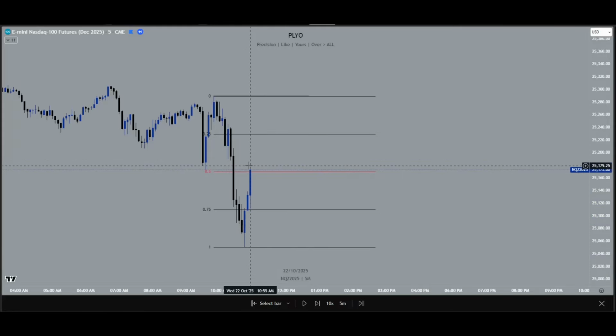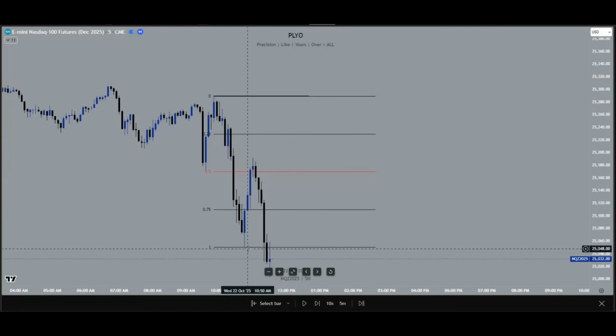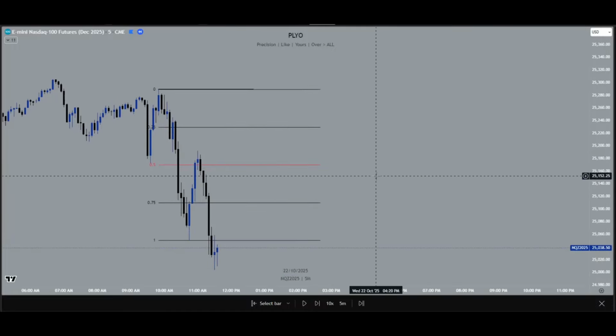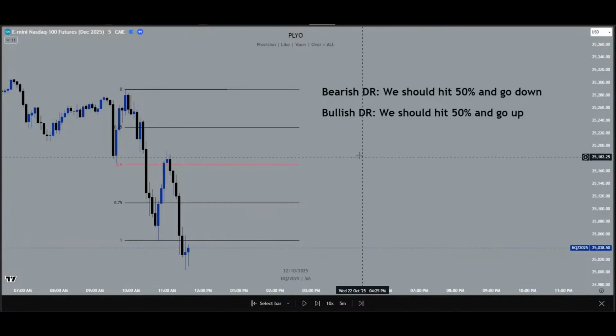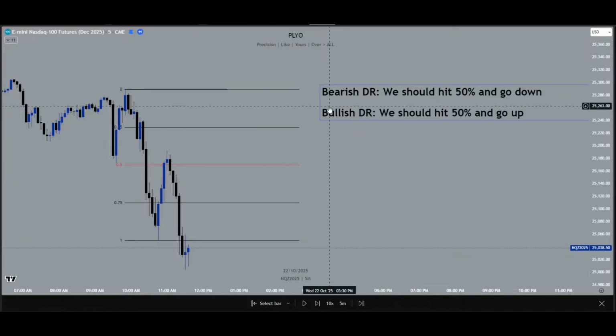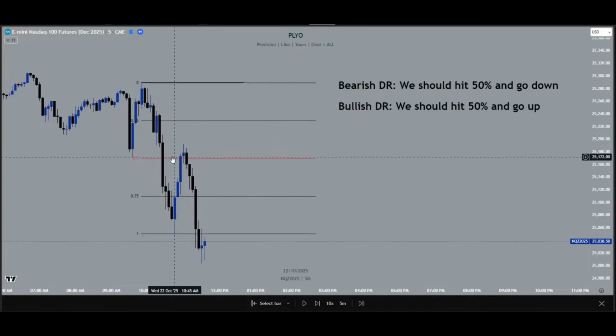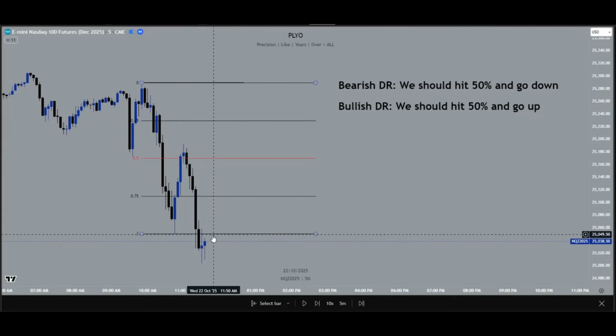Remember, we'll hit 50 and go back in the original direction of whatever dealing range you're looking at. So once again, bearish dealing range here, we should hit 50 here and then do what? Eventually make our way back down to the dealing range low. To simplify it even more, in a bearish dealing range, we should hit 50 and go back down to the swing low that we have. And when we have a bullish dealing range, we should hit 50% and go up. Okay, we'll go over a bullish example in a second. But you can clearly see here we hit 50 and we went down.